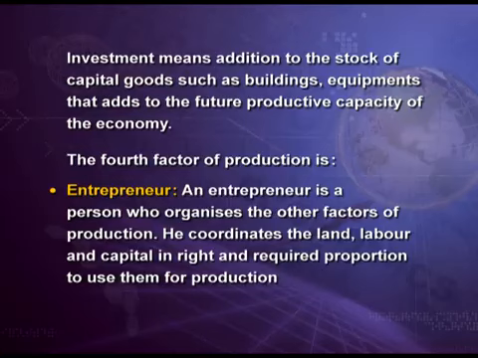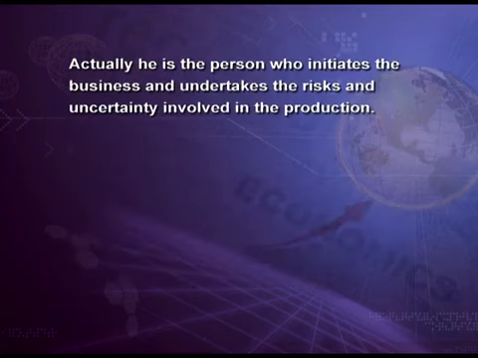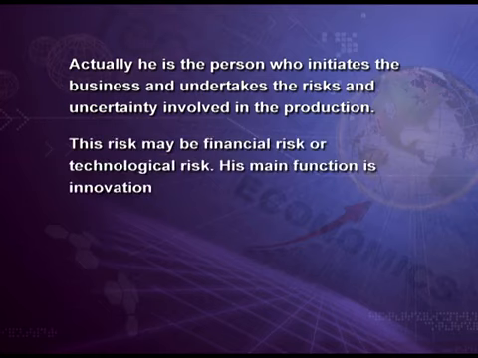Now the last, fourth factor of production is entrepreneur. An entrepreneur is a person who organizes the other three factors of production. He coordinates the land, labor and capital in right and required proportion to use them for production. Actually, entrepreneur is the person who initiates the business, who starts the business, who undertakes the risk and uncertainty involved in the production. This risk may be financial risk or technological risk. His main function is innovation.